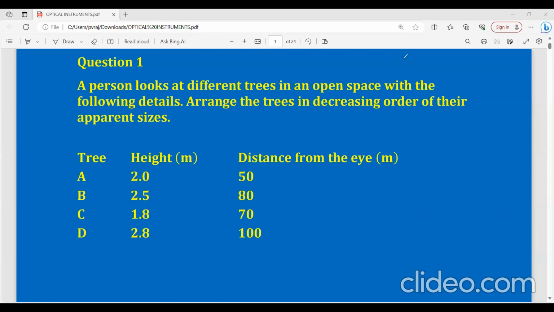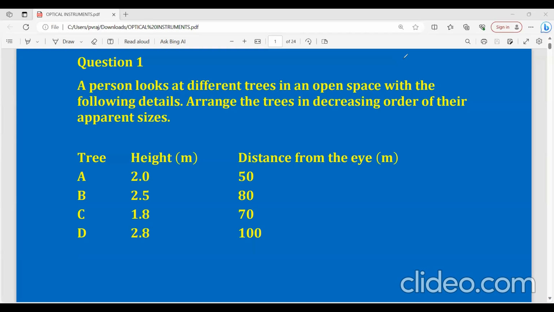Good morning, students. Today I explain about some of the important models in optical instruments. The name of the topic is optical instruments. See the first question. One simple question is given here. A person looks at different trees in an open space with the following details. Arrange the trees in decreasing order of their apparent sizes.